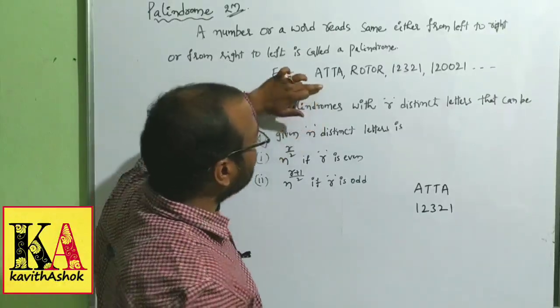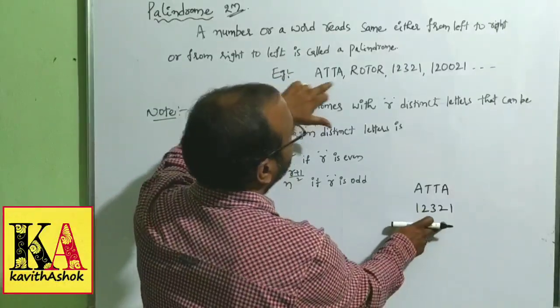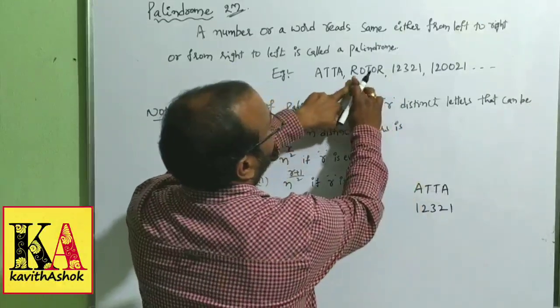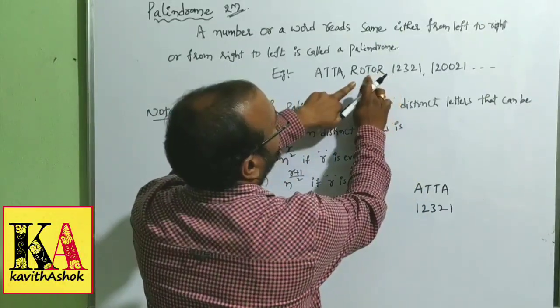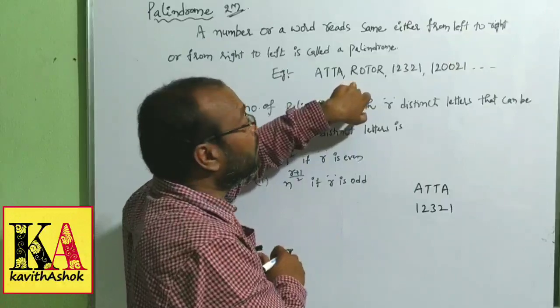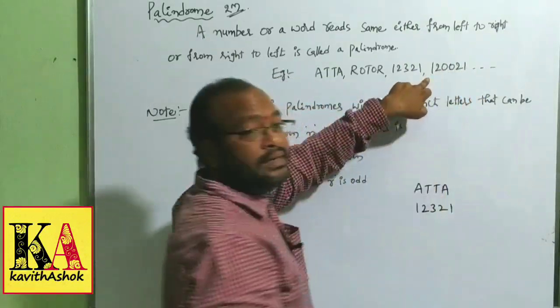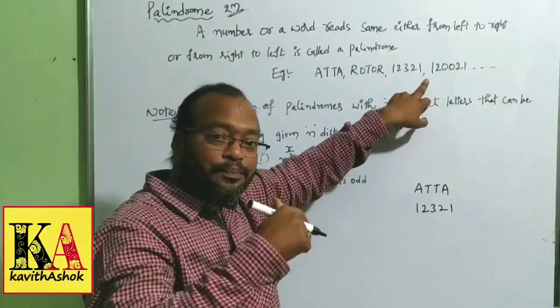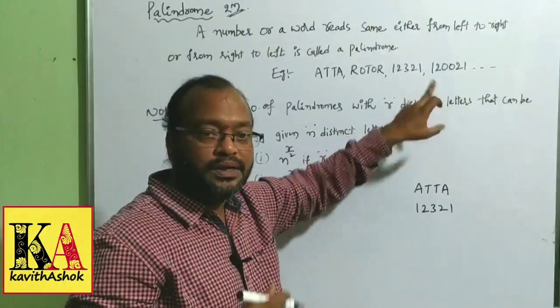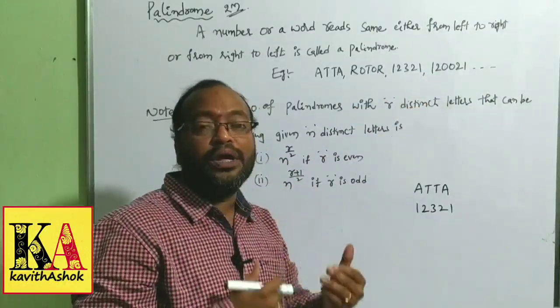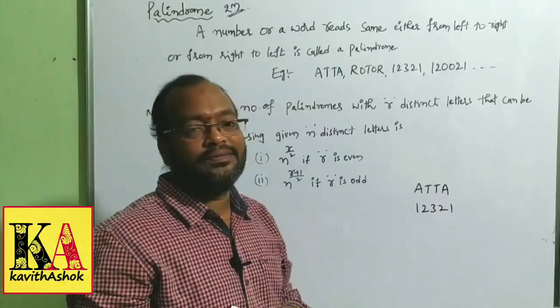So, some examples are there. We took ATTA, 1, 2, 3, 2, 1. Then ROTOR, R-O-T-O-R, that is also a palindrome. 1, 2, 0, 0, 2, 1, like this here. So, these numbers or words are called palindromes. If the palindrome concept is there, how can you arrange? That is very important.